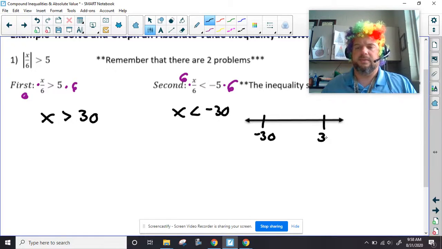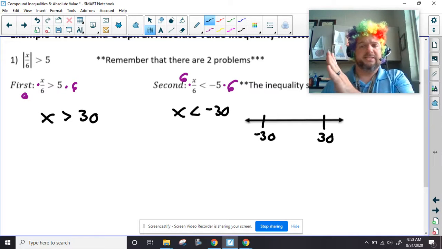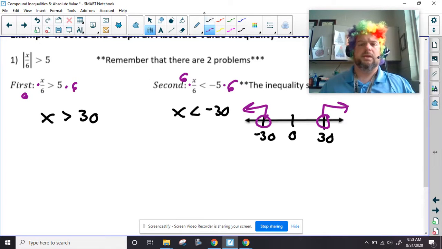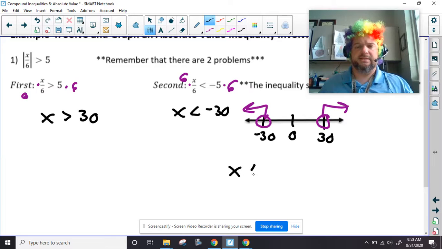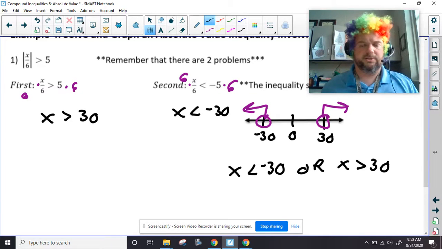when we graph it. Please don't tell me that the numbers go positive all the way down the negative. No, we're virtual. Google a number line if you have to. These are both open circles, and it goes this way. So we're going to say x is less than -30 or x is greater than 30. What this means is we can choose any number in that range and plug it in, and we're going to get a true statement.